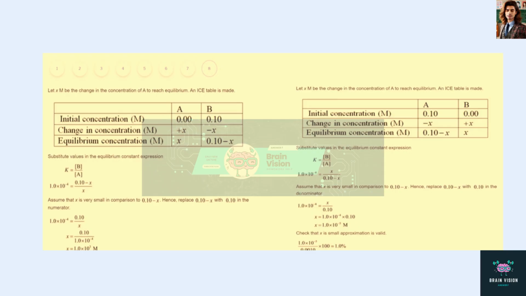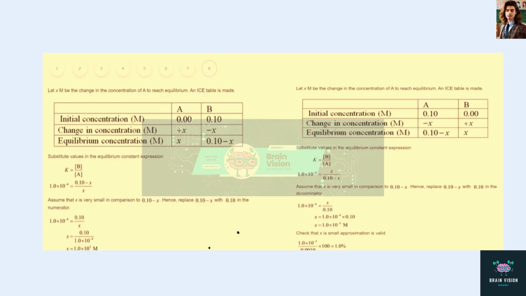For option B, again, let x be the concentration change of A to reach the equilibrium point. We substitute the values into the same equation and assume that x is very small in comparison to 0.10 minus x. Hence, we replace 0.10 minus x with 0.10 because the value of x is too small.